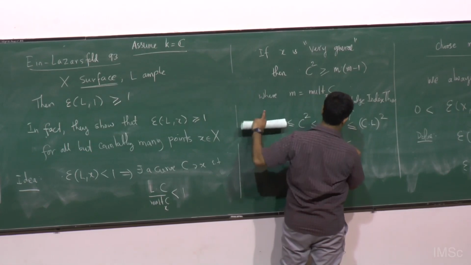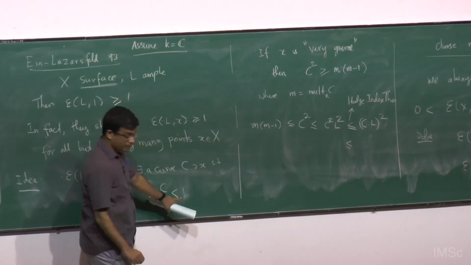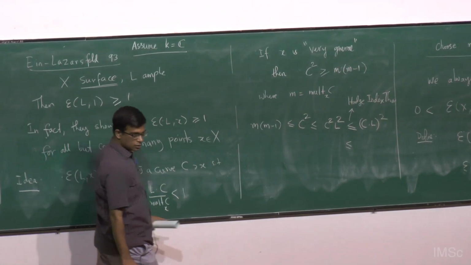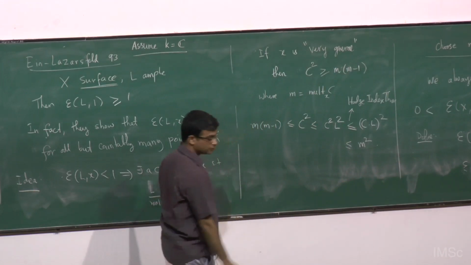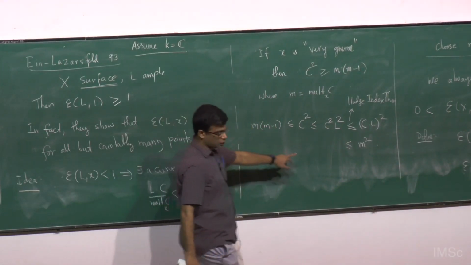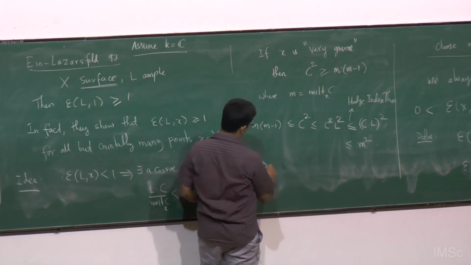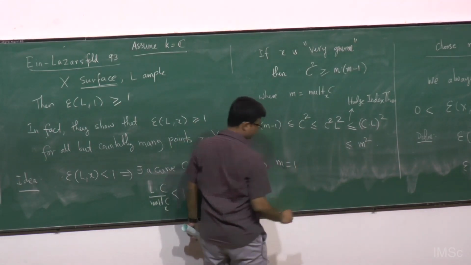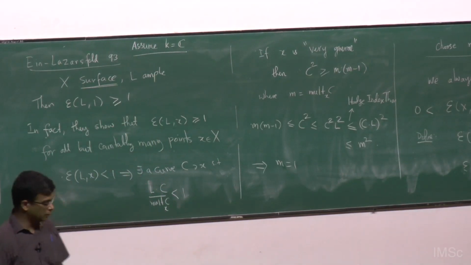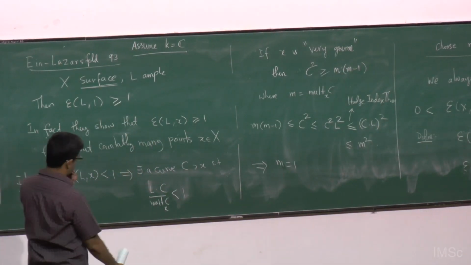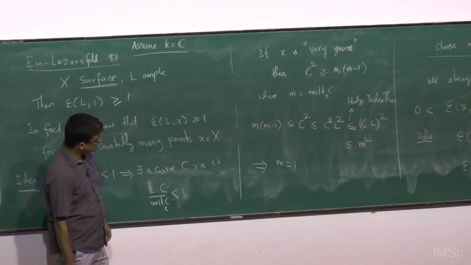And now this, L dot C, is less than m. So this is less than or equal to m squared. So you have m times m minus 1 is less than or equal to m squared. This can happen only if m is 1. If m times m minus 1 is less than or equal to m squared, m is 1. But then we have a problem.